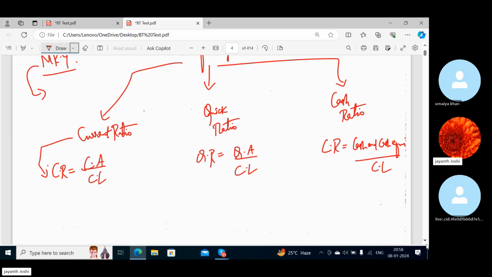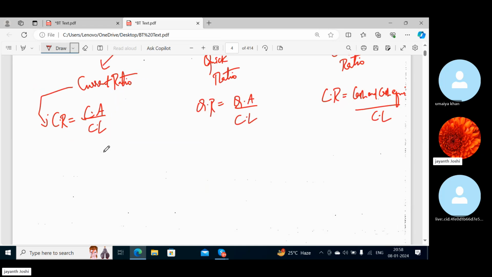Now you should tell me one thing. What are current assets, and what do you mean by current asset? What's the difference between current asset and non-current asset? Come on. Hello. I'm asking, Sir, what's the difference?